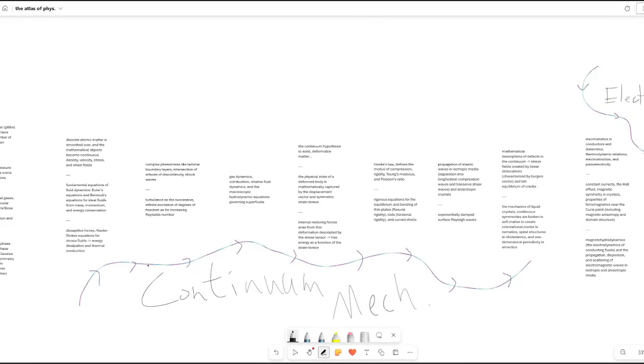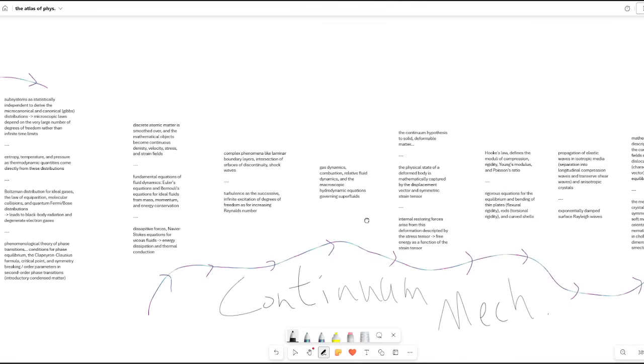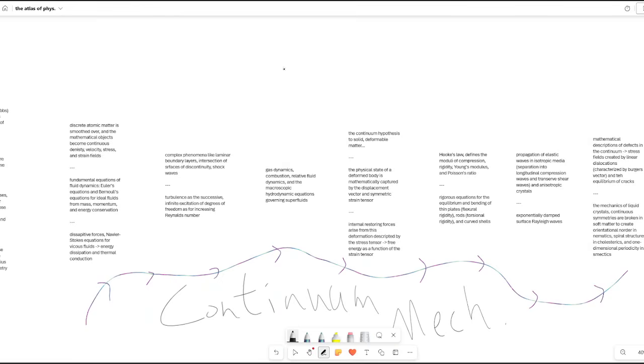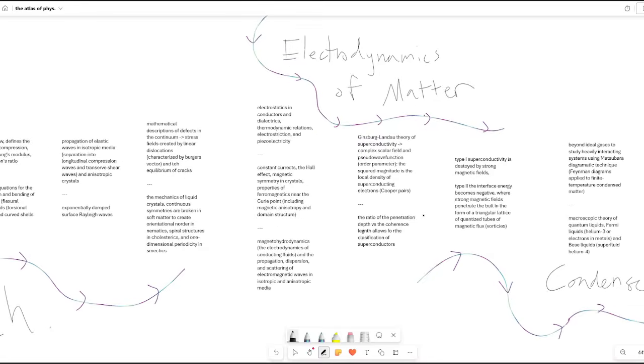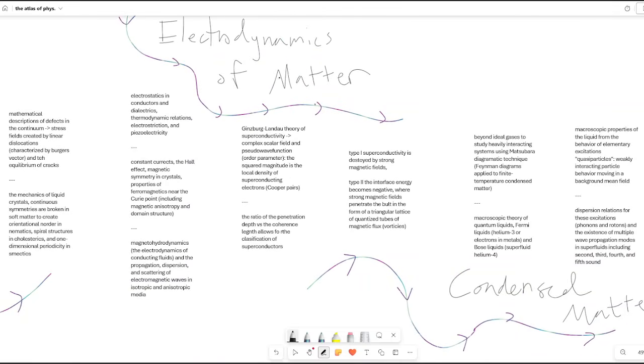As you can tell, I talked a little bit less because I'm less familiar with this field, but it's very interesting, and I look forward to reading more up on continuum mechanics. Next, the electrodynamics of matter, as it also goes into condensed matter physics.